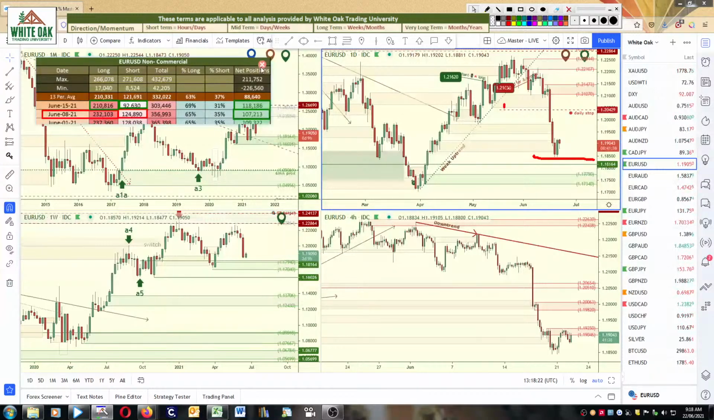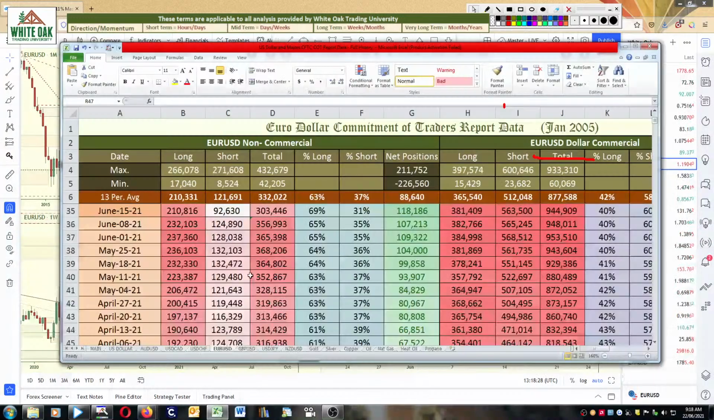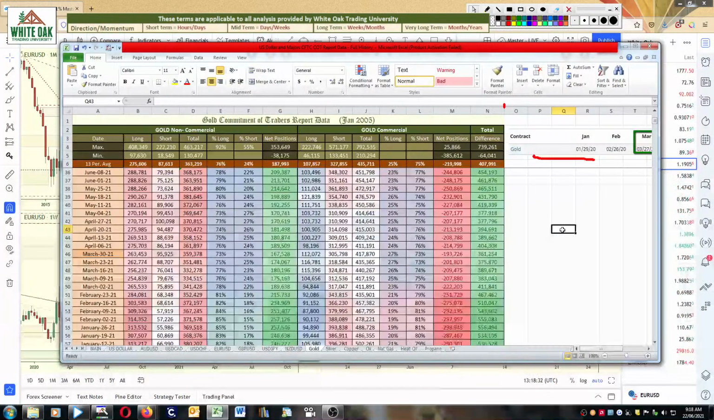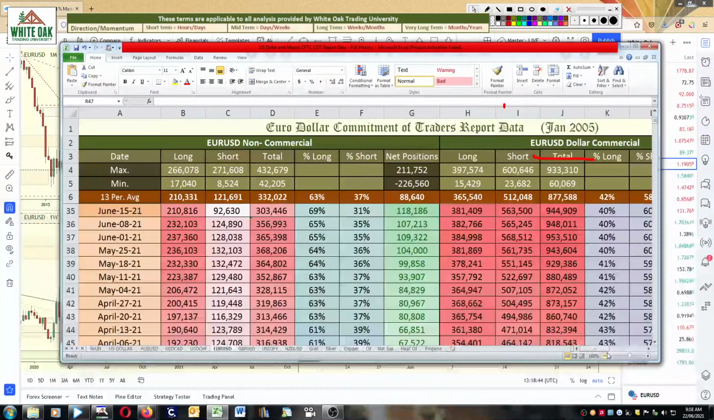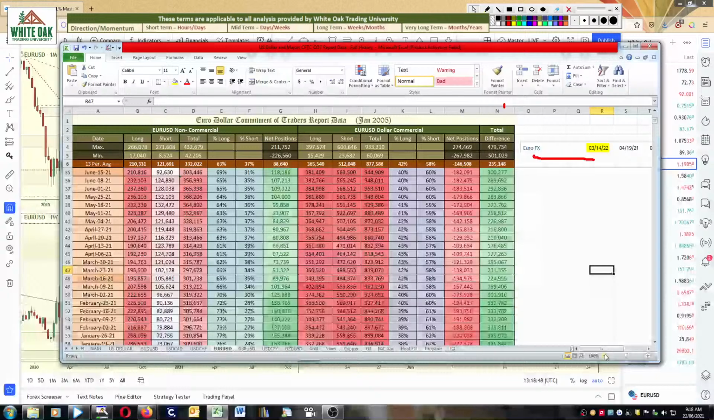Euro reduced longs 232 to 210. That's big. Okay? So let's go and take a look at what they did with gold. Gold 288, no big move. The only thing they did was increase shorts from 75 to 79, but their contracts expire at different times. Okay? So the main focus here should be on the currencies.